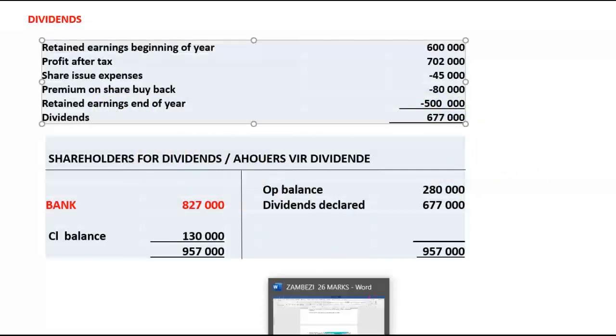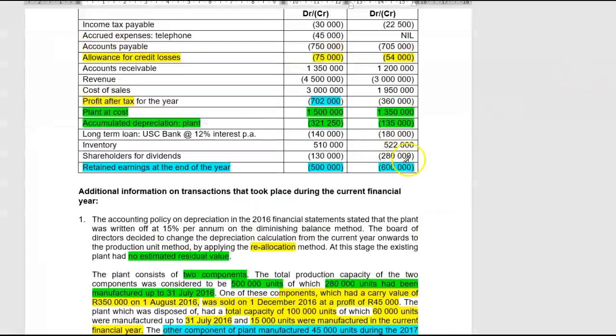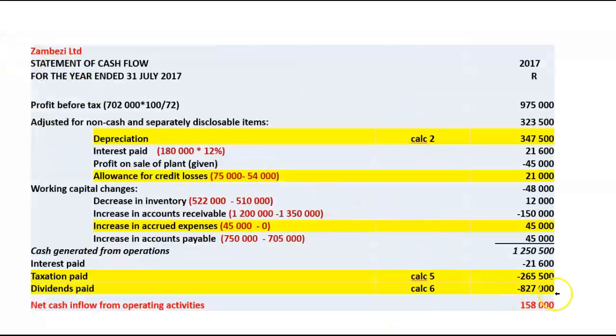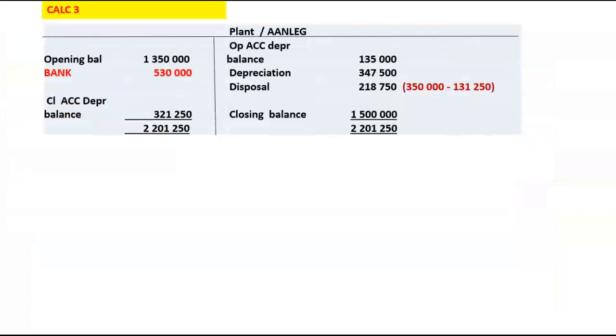Shareholders for dividends. Opening balance, 280,000. Closing balance, 130,000. Dividends declared, 677,000. And then our balancing figure would be dividends paid of 827,000. Please go and have a look at everything that I've marked in yellow. That is very important. Make sure that you understand and can do these questions as the solution suggested.